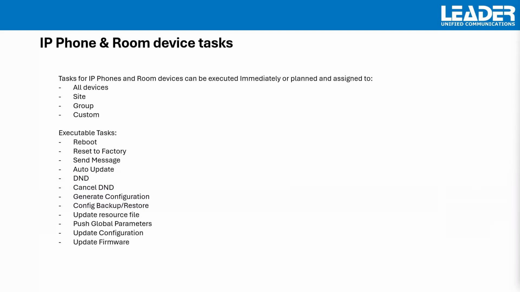We have executable tasks that can be reboot, reset to factory, send a message, auto update, do not disturb, cancel do not disturb. That is mainly for the IP phones. There are definitely some tasks that are not available for room devices. That is also growing as the room devices are growing in features that can be added based on the room system that is used.